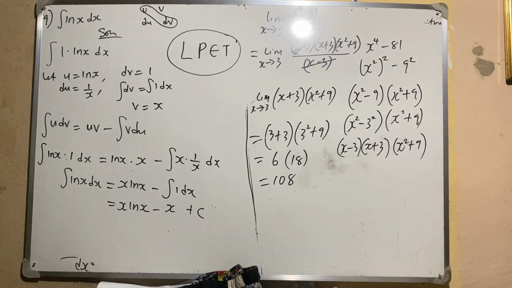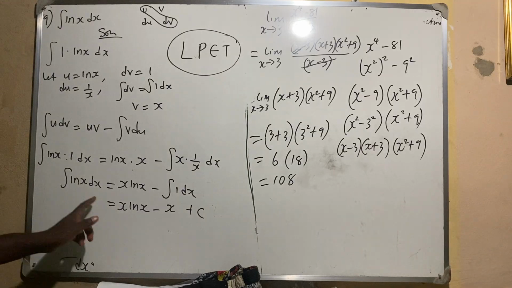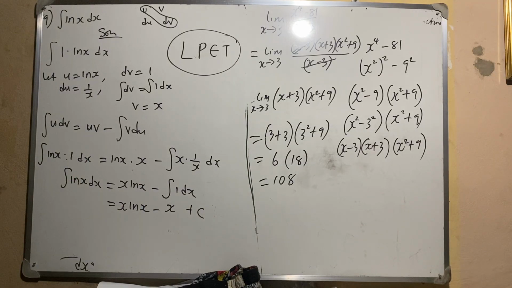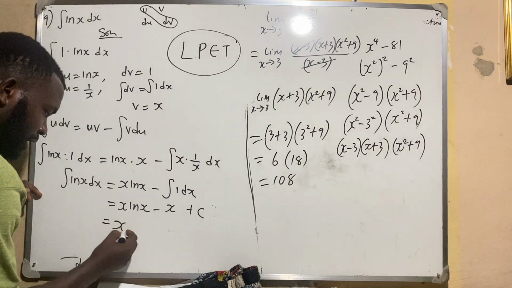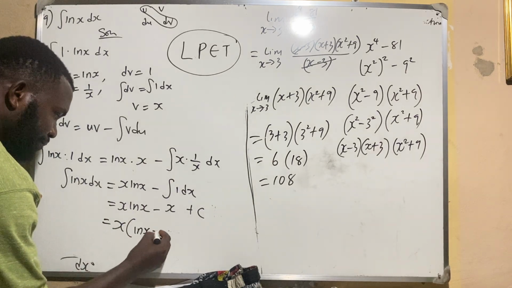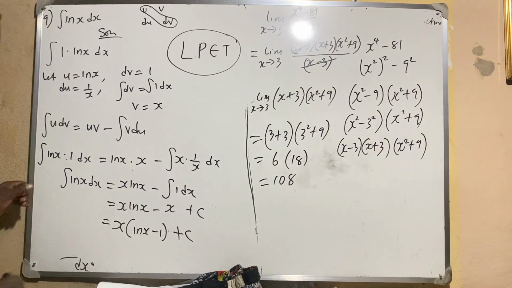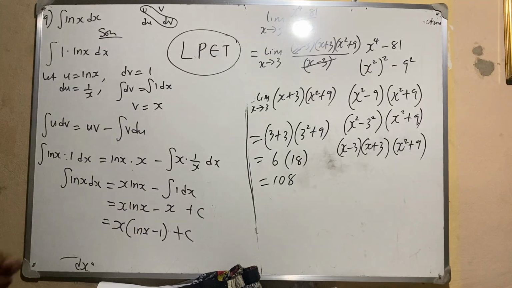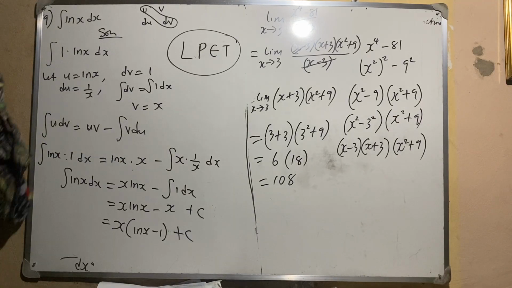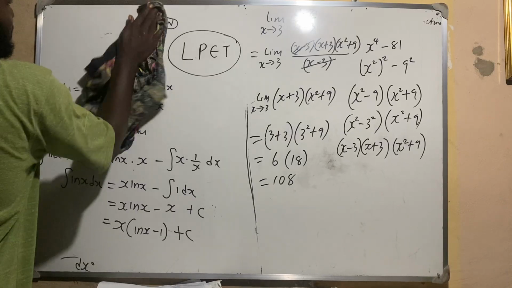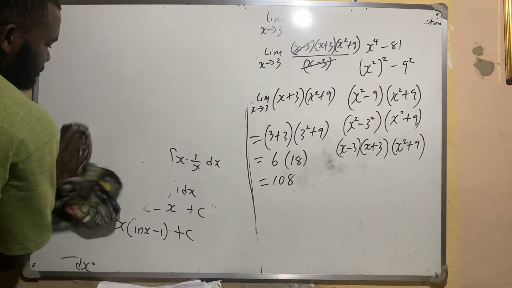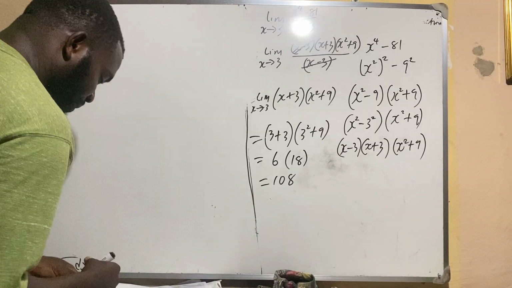So that is it. The integration of ln x is x ln x minus x. Some people write it like this: x in bracket of ln x minus 1, then plus the constant, if you factorize x. So any of the two is the correct option. So check your option and then pick the correct one. We move to question number 10.